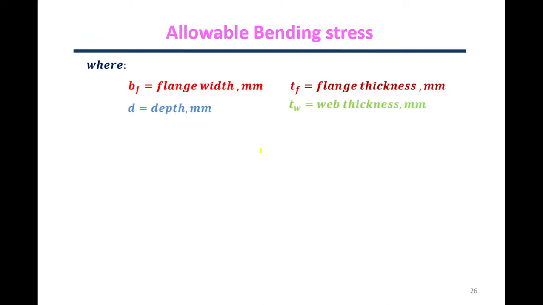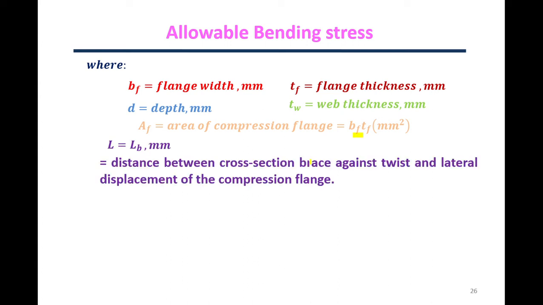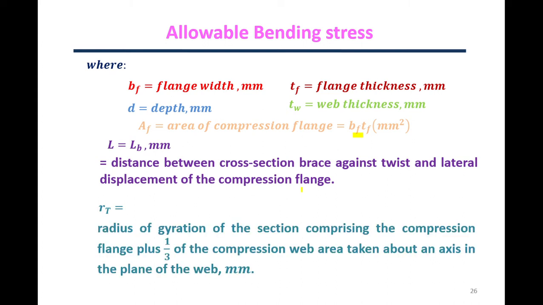Where flange width, ayan, thickness of flange, depth, ayan. So, thickness of web, ayan, area, siyempre, multiplied by BF and TF. So, L is equal to LB, the distance between cross-section braces against twist and lateral displacement of the compression flange. RT is the radius of gyration of the section comprising the compression flange plus 1/3 of the compression web area taken about an axis in the plane of the web.